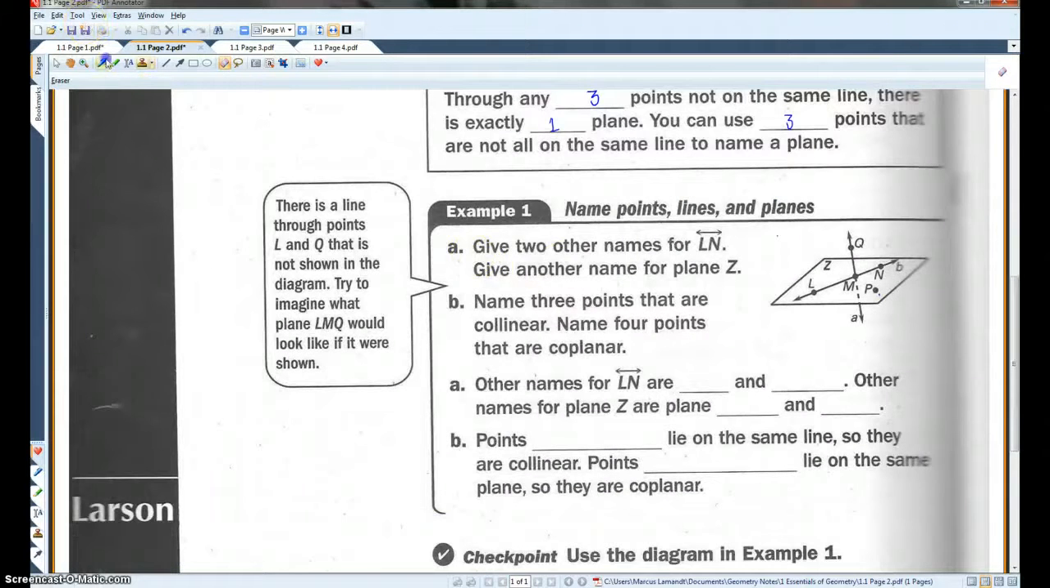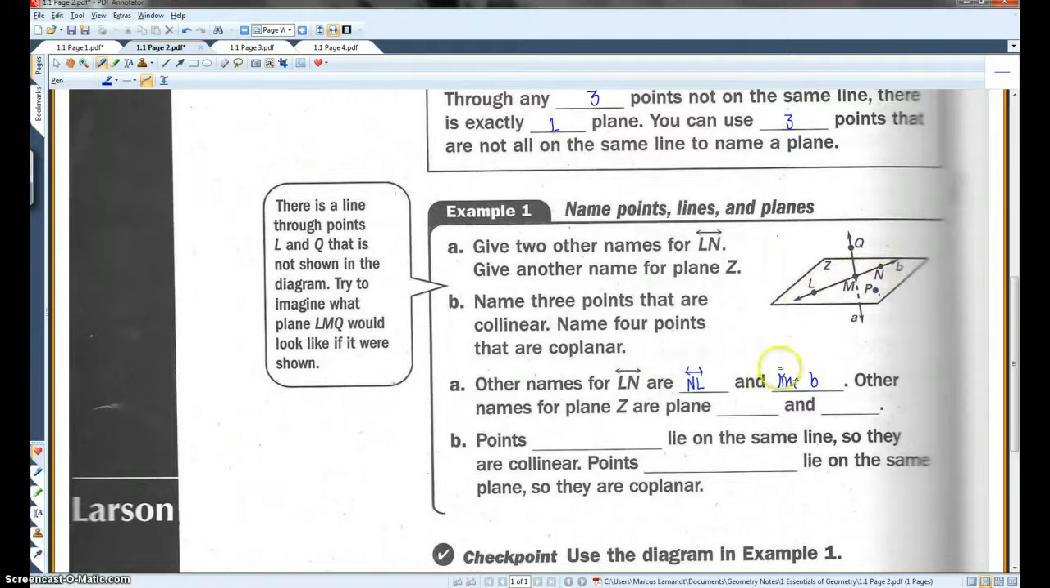Okay, A says, give 2 other names for line LN. Give another name for plane Z. Other names for LN would be NL, or you can call it line B. You could also call it line LM, or line MN, or NM, or ML.